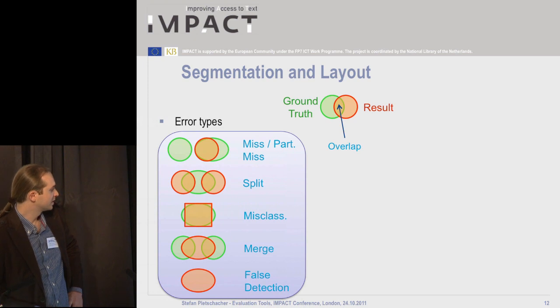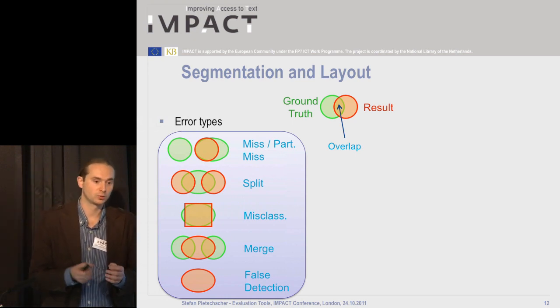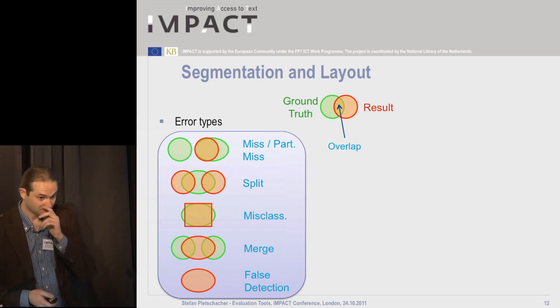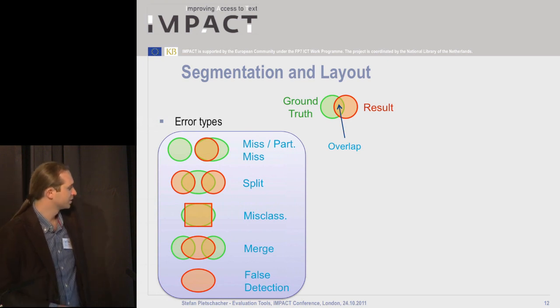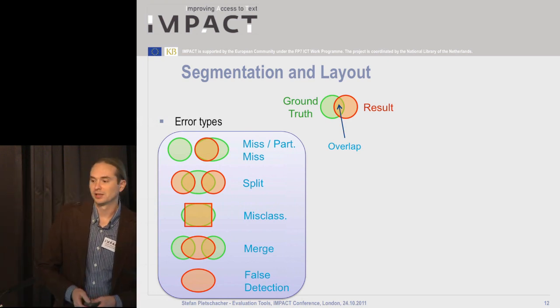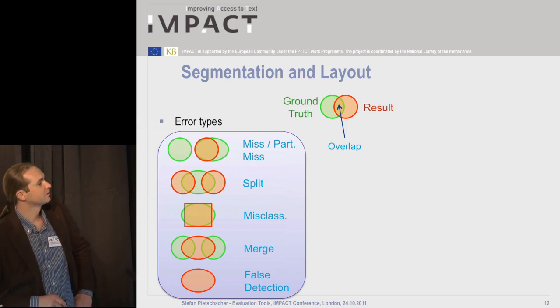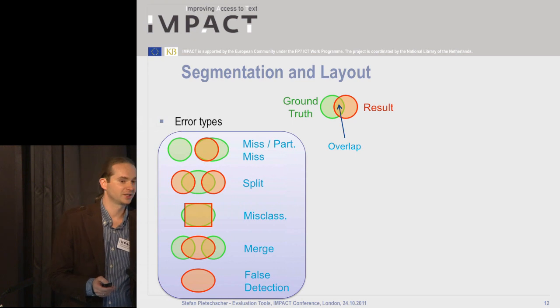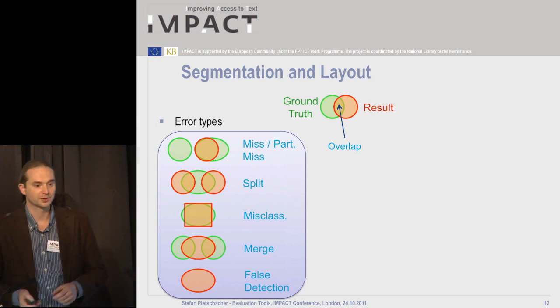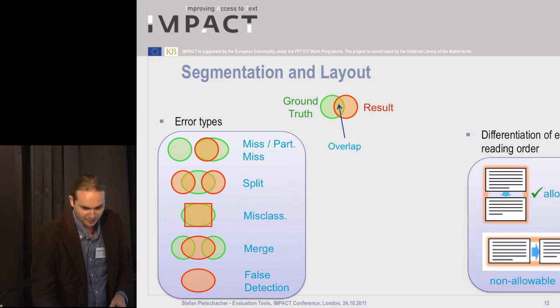Merge errors, that is when we have separate regions in the ground truth and they are overlapped by one or more regions of the result. And false detection is usually not a big problem but can happen. That means that segmentation found something on the page that actually isn't there. It's usually noise also, but it's not a big problem.